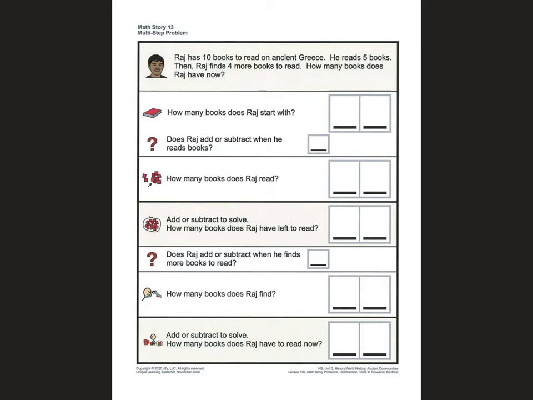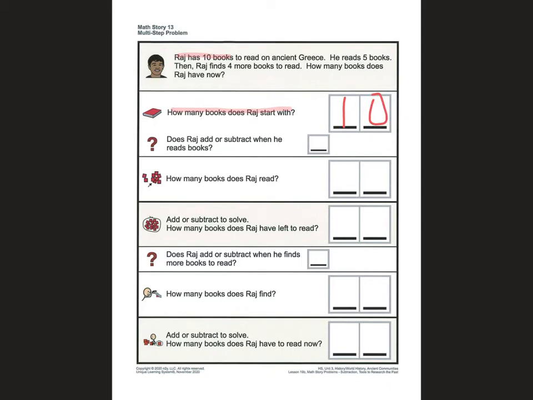Raj has 10 books to read on ancient Greece. He reads 5 books. Then Raj finds 4 more books to read. How many books does Raj have now? So the question is, how many books does Raj start with? Here's question number 1. And it says Raj has 10 books. So he starts with 10 books.